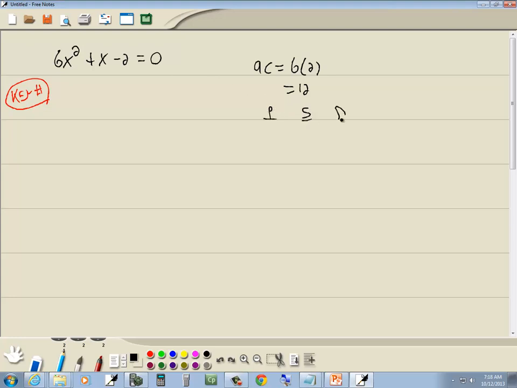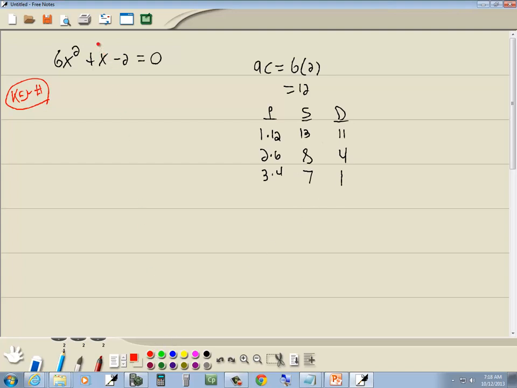Now we want to come up with our 3 columns. Our P column for product. All the products give us 12. 1 times 12, 2 times 6, and 3 times 4. The S column, S for sum. We want to add these together. 1 plus 12 is 13, 2 plus 6 is 8, 3 plus 4 is 7. The difference column, we want to subtract them, smaller from larger. The difference, 12 minus 1 is 11, 6 minus 2 is 4, 4 minus 3 is 1.